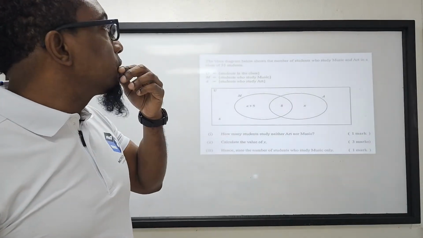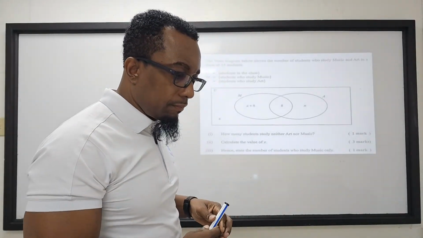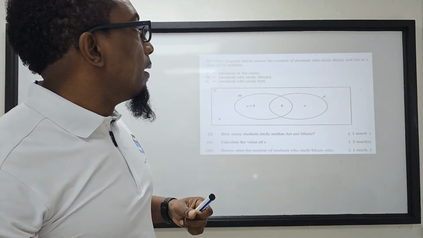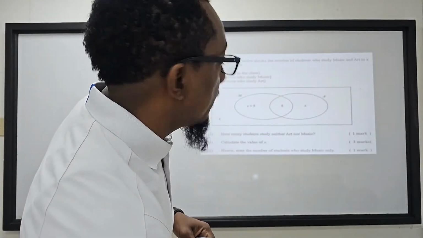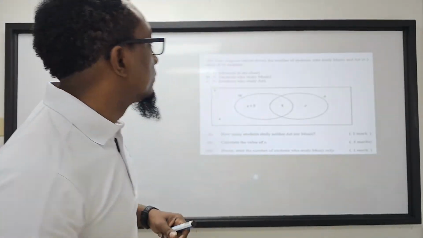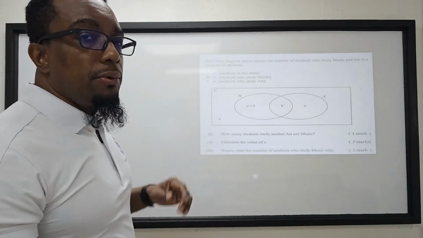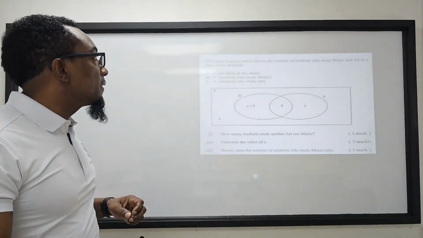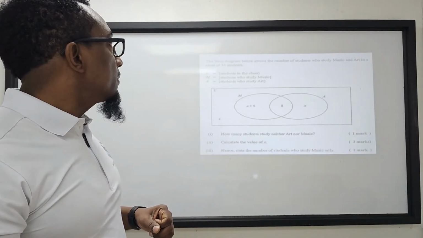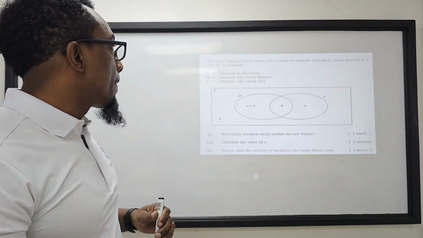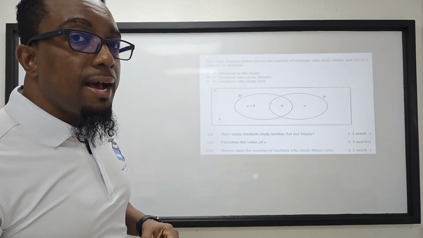So the Venn diagram below shows the number of students who study music and art in a class of 35 students. So you have the universal set representing students in the class, M equals students who study music, A students who study art. And what we want to do is determine how many students study neither art nor music.